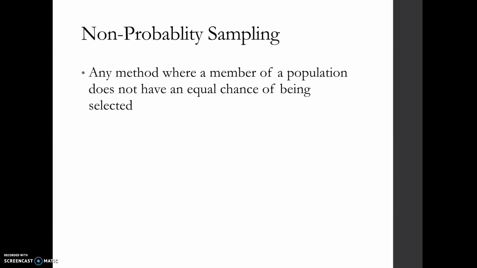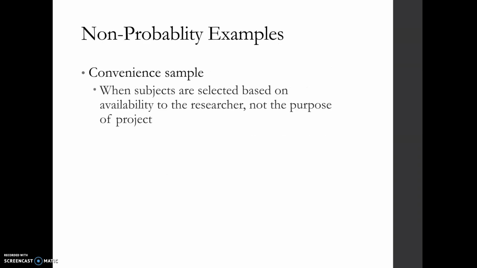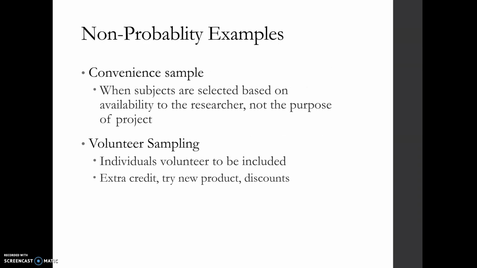In any method where a member of the population does not have an equal chance of being selected, what we call non-probability sampling, we will not deal with non-response because those people are not included in your sampling procedure to begin with. It's mostly used in qualitative data, so in those cases, the data cannot be generalized. There are a few ways you can get a non-probability sample, like a convenience sample, where you just ask people who have the time. Let's say if I ask you to do a survey, you probably ask your friend. That's a convenience sample. Or you put flyers out there, that's called volunteer sampling. People volunteer to be included.